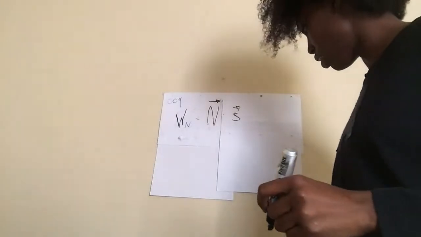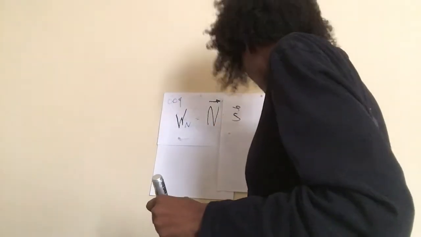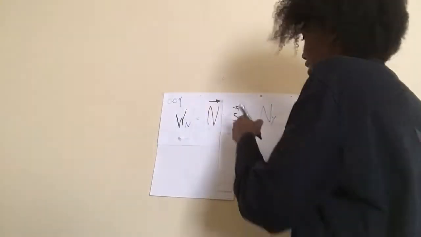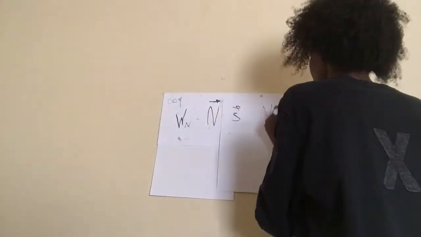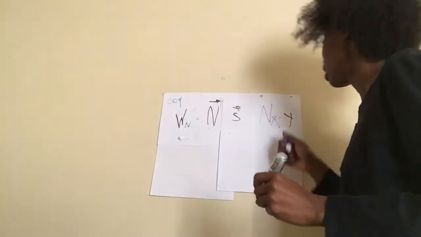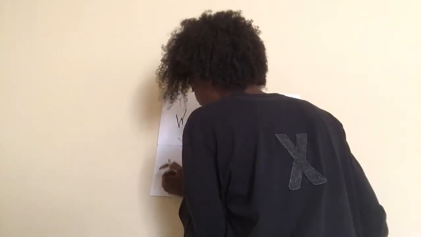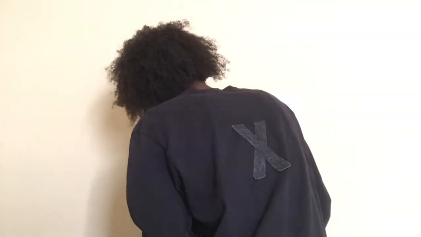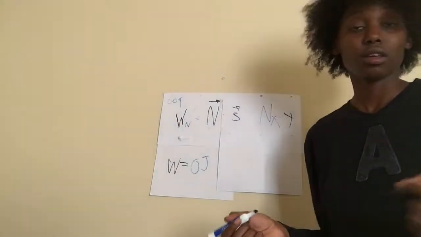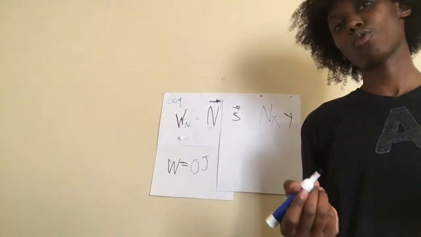So the normal force is in the y direction and the distance is in the x direction. Because the normal force is perpendicular to the distance, our work done is going to be 0 joules. If the force and displacement are in perpendicular directions, there is no work done.